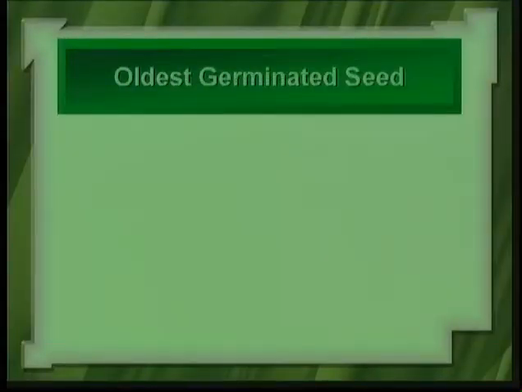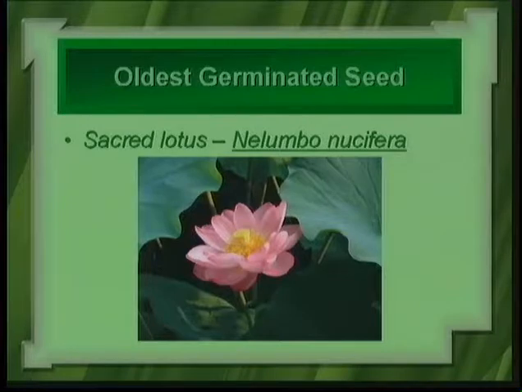Alrighty, so we're going to look at the oldest germinated seed, and this is scientifically documented. This is a plant called the sacred lotus, also known as Nelumbo nucifera. And here's a beautiful picture of a beautiful flower.